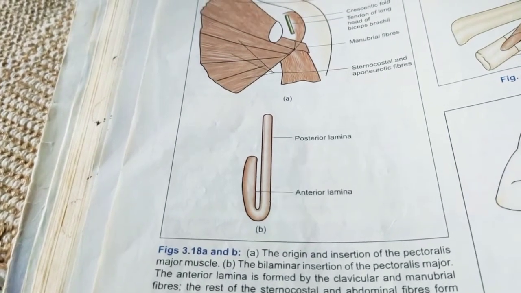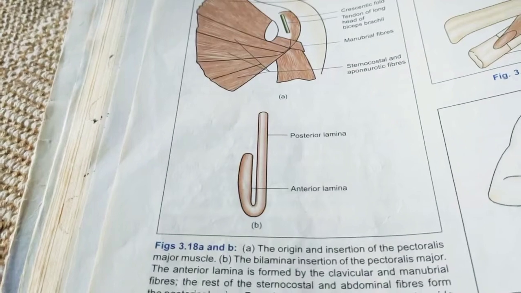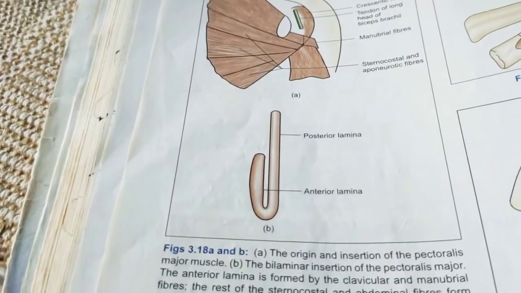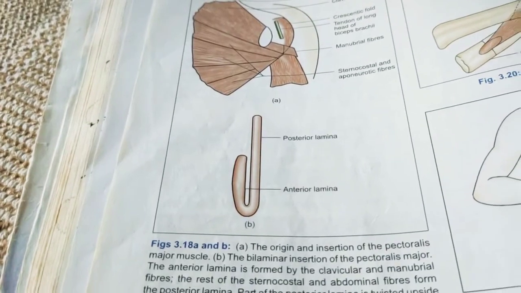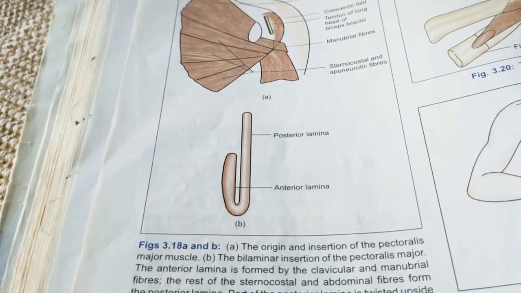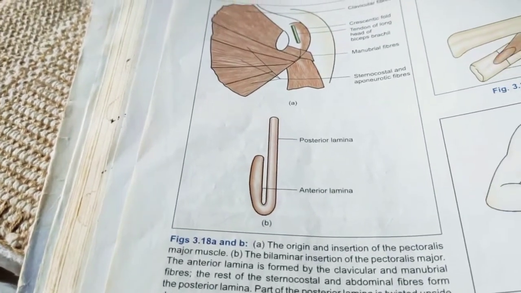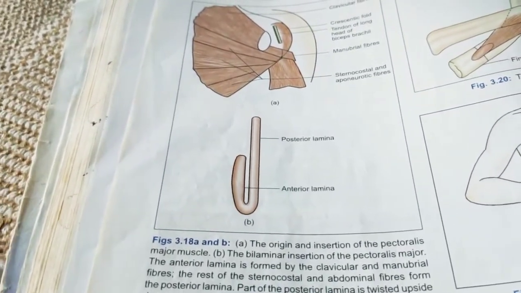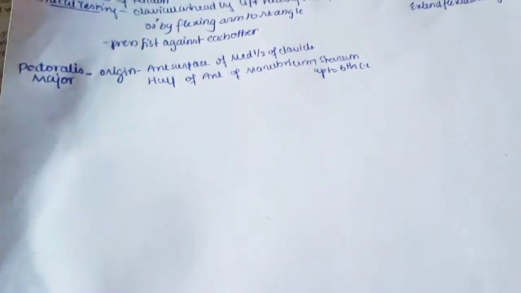Out of this, only the fibers from sternum and aponeurosis are twisted around the lower border of the muscle. So the twisted fibers form anterior axillary fold, and these move upward and lateral to get inserted into the humerus. So this is about pectoralis major. Let us see how to clinically test this.